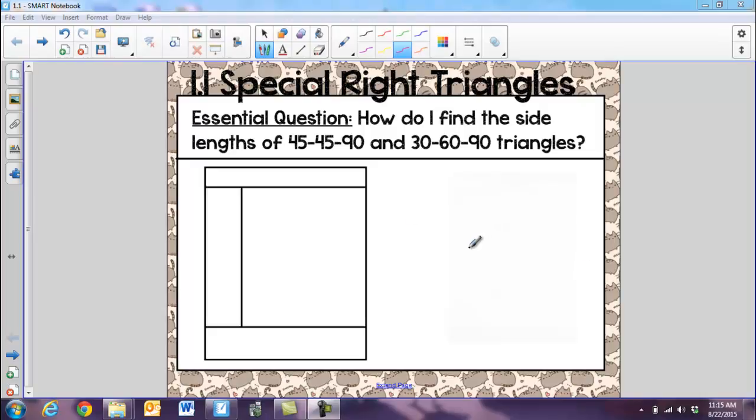So remember, if you didn't pick up one of those Cornell notes sheets in class today, you're going to go ahead and set up your paper like this right here. You're going to have that line across the top, you're going to put your title up here, and then you're going to write the essential question, which is how do I find the side lengths of 45, 45, 90 and 30, 60, 90 triangles. So that's going to go at the top.